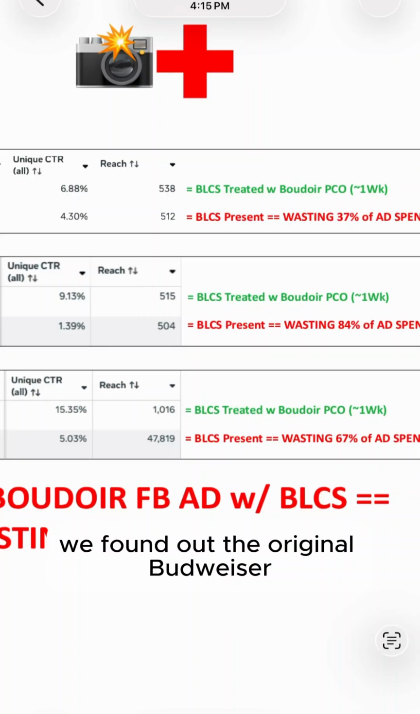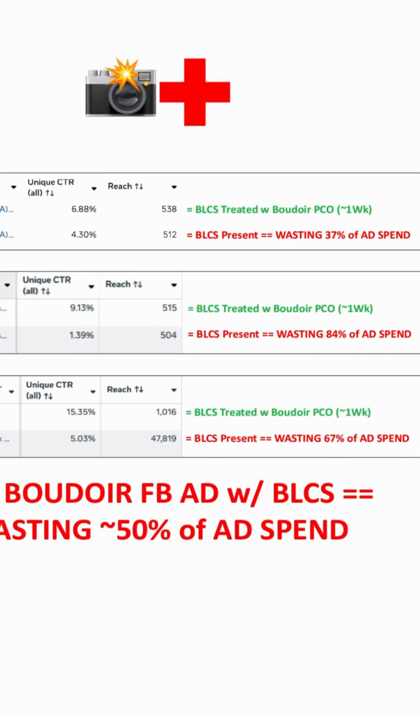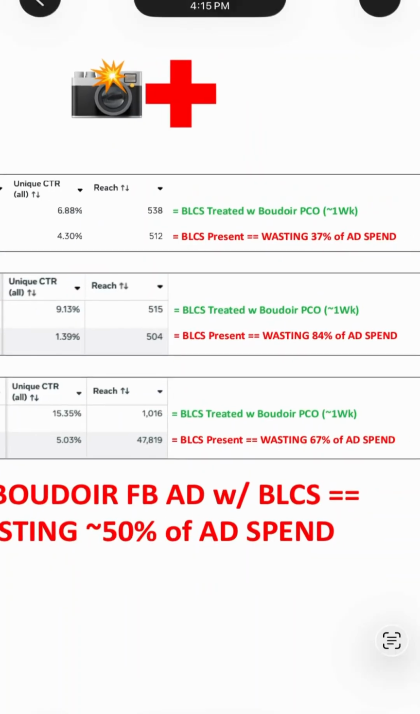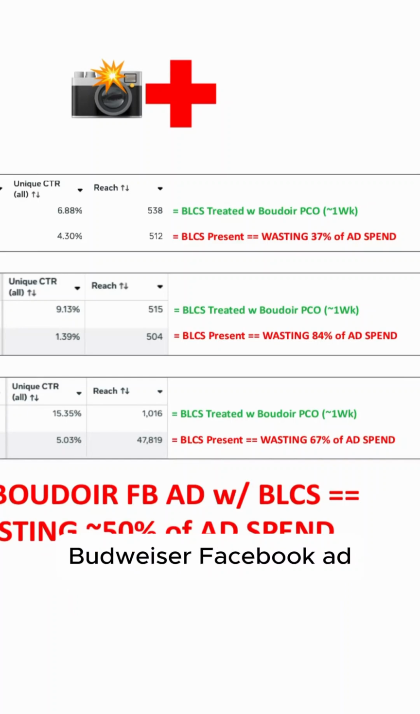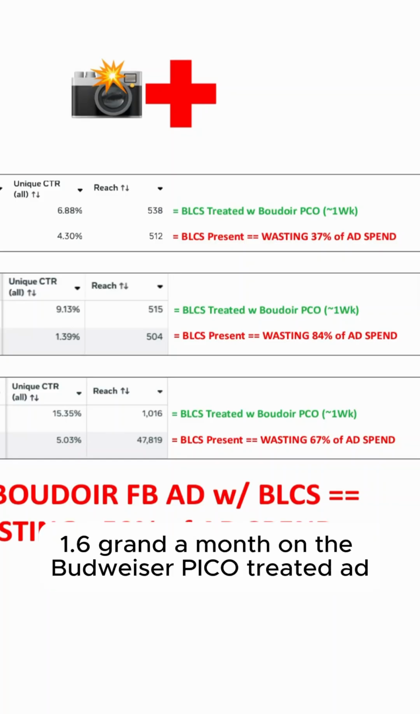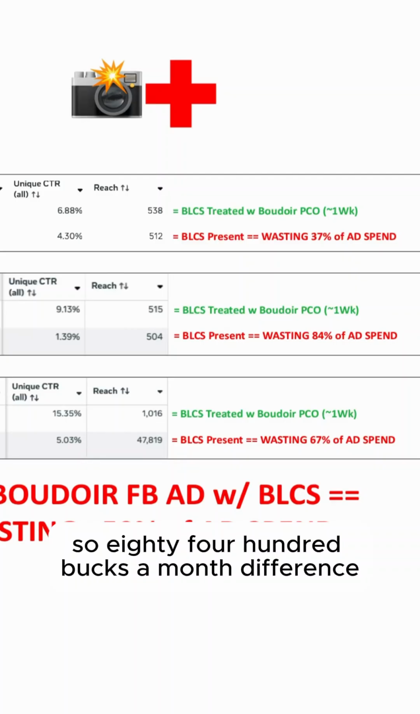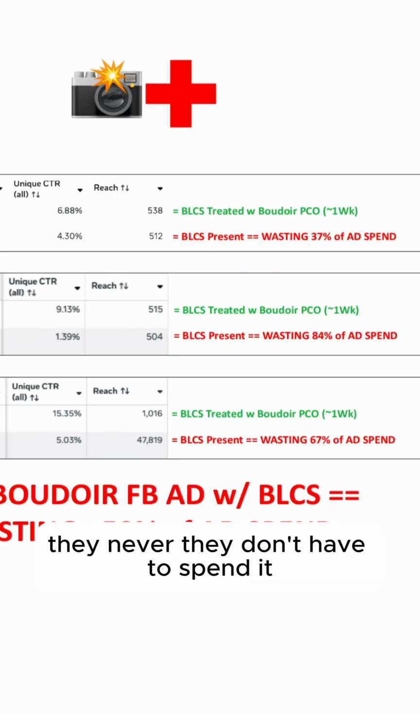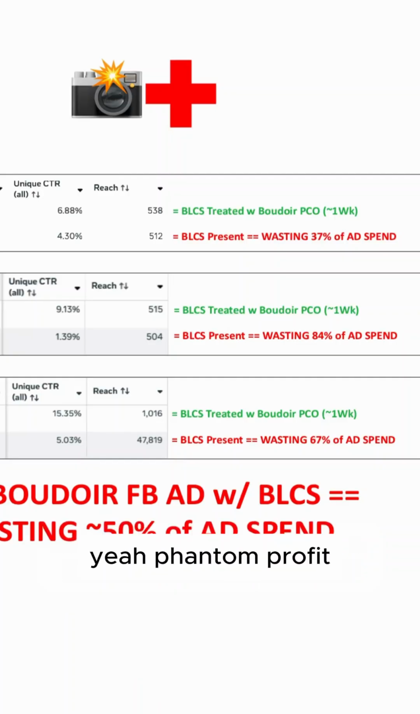So we found out the original Boudoir Facebook ad was wasting 84% of ad spend. And as a result, if they're spending 10 grand a month on the original Boudoir Facebook ad, now they only need to spend 1.6 grand a month on the Boudoir Pico treated ad and get their ad into the same number of women's brains. So 8,400 bucks a month difference. They pocket it every single month. They don't have to spend it. They keep it. It's kind of like a phantom bonus, phantom profit.